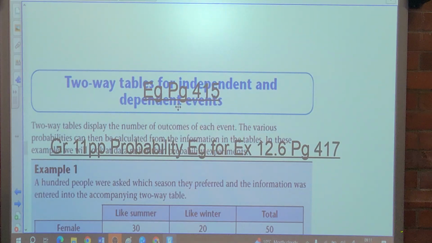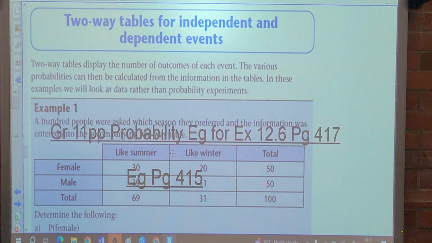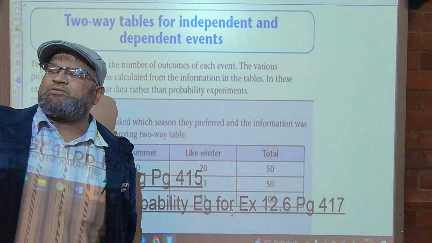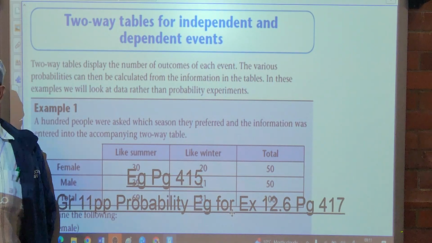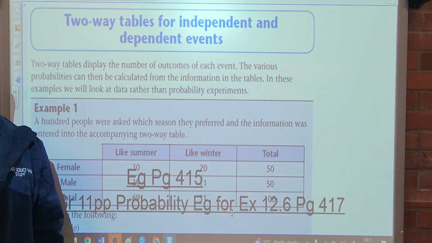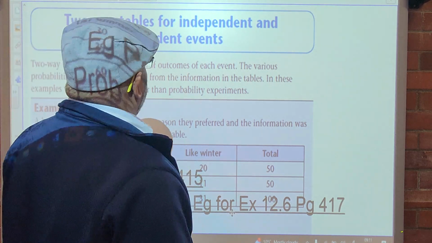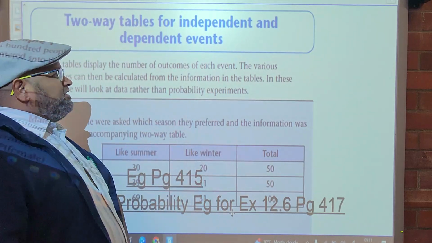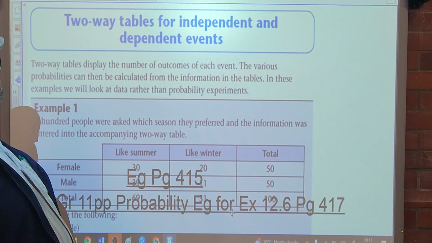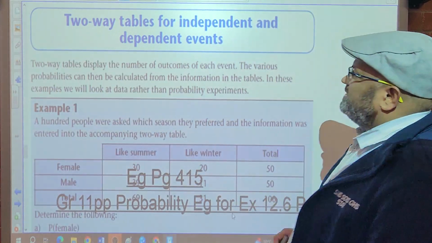So now we're looking at two-way tables for independent and dependent events. Remember, we said that a dependent event is when you are doing a second event, where the second event is dependent on the outcome of the first event. Okay? So we already spoke about when an event is independent and dependent. You can refer to our previous lesson as well. Also, there are full lessons in the description box below.